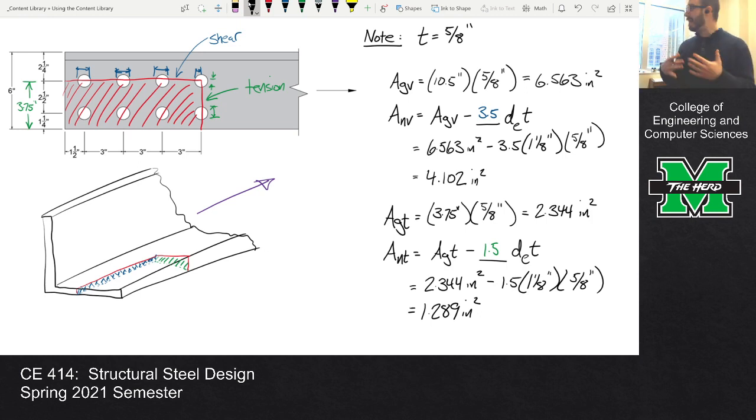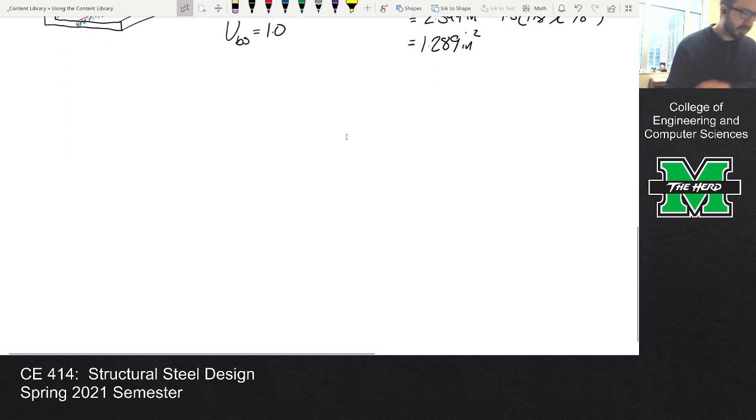Okay, now just to be clear, UBS is also 1. Again, we're never going to have a problem in this class where it's not going to be 1, so I'm just going to go ahead and put that down. Okay, so let me get over here. Let's scroll down a bit, and let's just sort of summarize some values here.